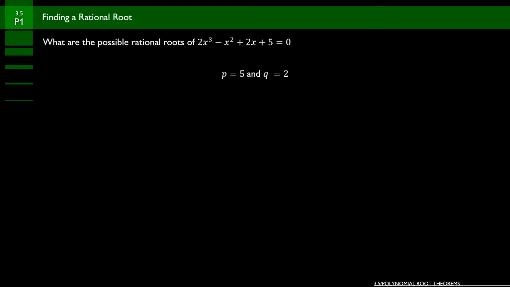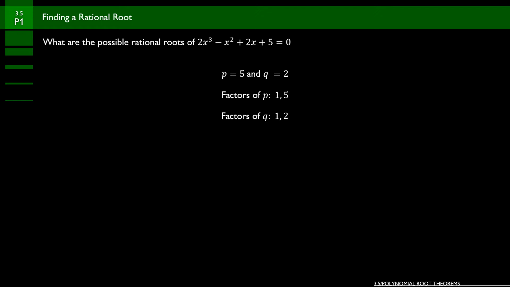What are the factors of P? The factors of 5 are 1 and 5. The factors of Q are 1 and 2. So now we're going to put P over Q. We'll start with the 1, and we'll put 1 over all of the factors of Q.